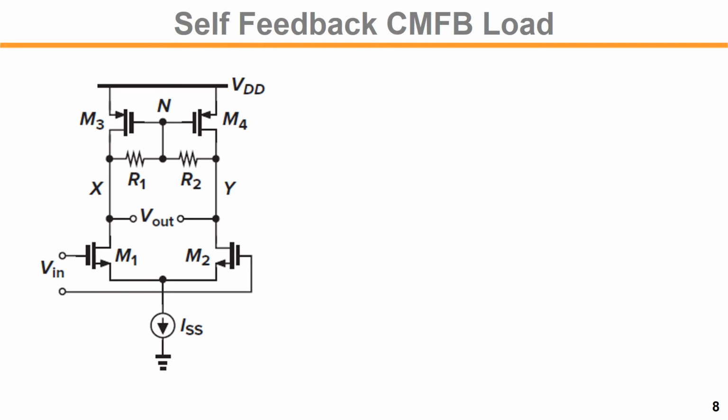For a differential amplifier, the simplest common mode feedback structure is like shown here. We add R1 and R2 at the output and take out the common mode level and bring that common mode voltage to the gate of the load current source. That way it is a self-negative feedback loop that constructs the common mode feedback.